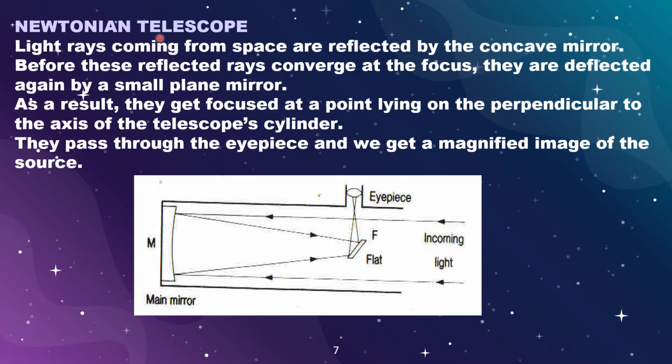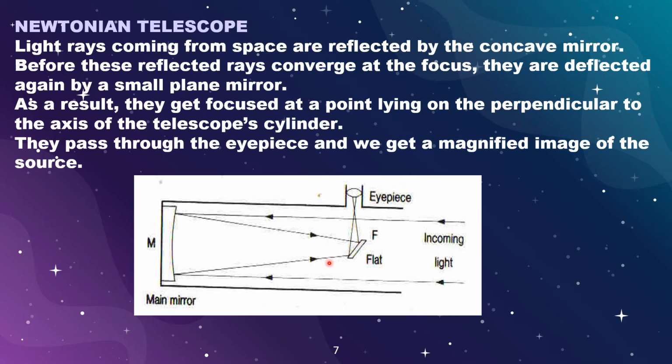We'll begin with the study of the first type of reflecting telescope, the Newtonian telescope. This is the ray diagram of a Newtonian telescope. A Newtonian telescope makes use of a concave mirror and a plane mirror. In the Newtonian telescope, you will see the light rays. These are the light rays which are coming from space. When these light rays fall on the concave mirror, you will find that the light rays get reflected.